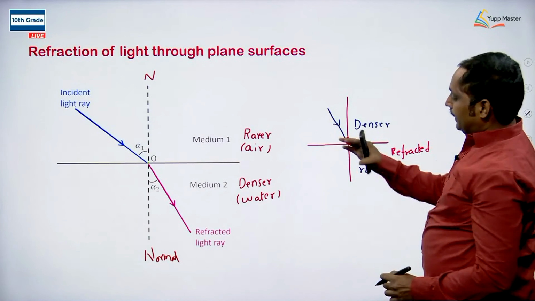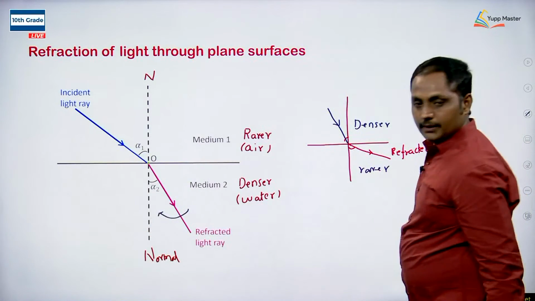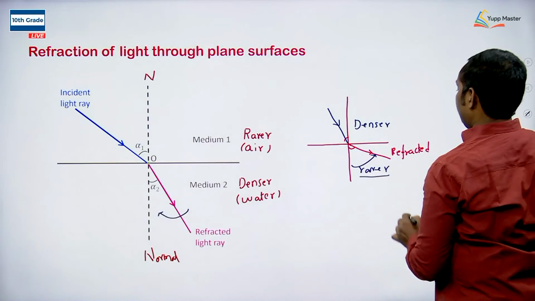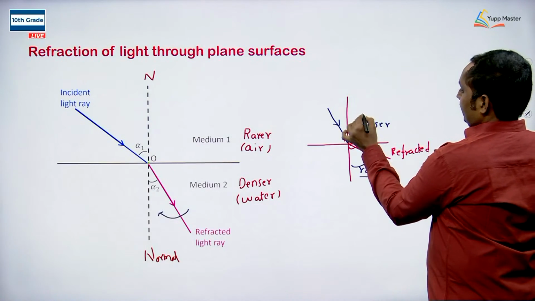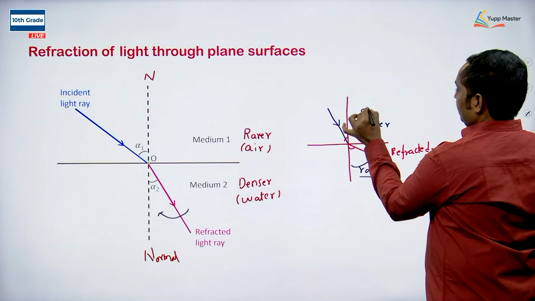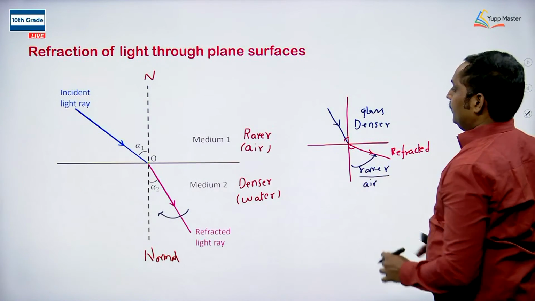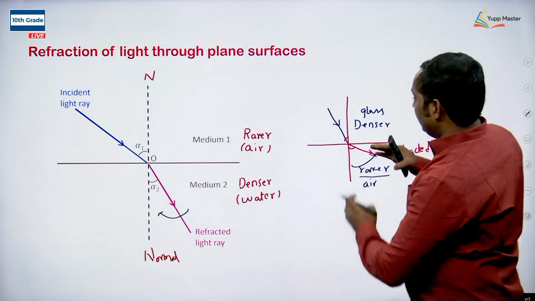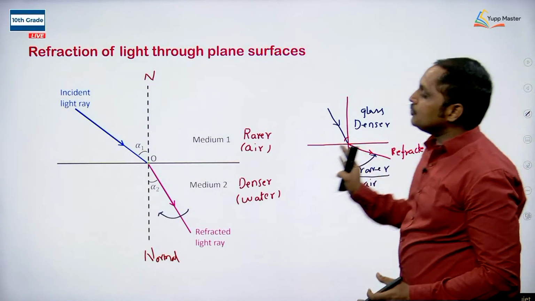This is the right ray. What about it? It is moving away from the normal. Whenever it enters from, let us take that this is the glass medium, this is the air medium, let us assume. So, it enters from denser medium to rarer medium, the bending, it is going to move away from the normal.